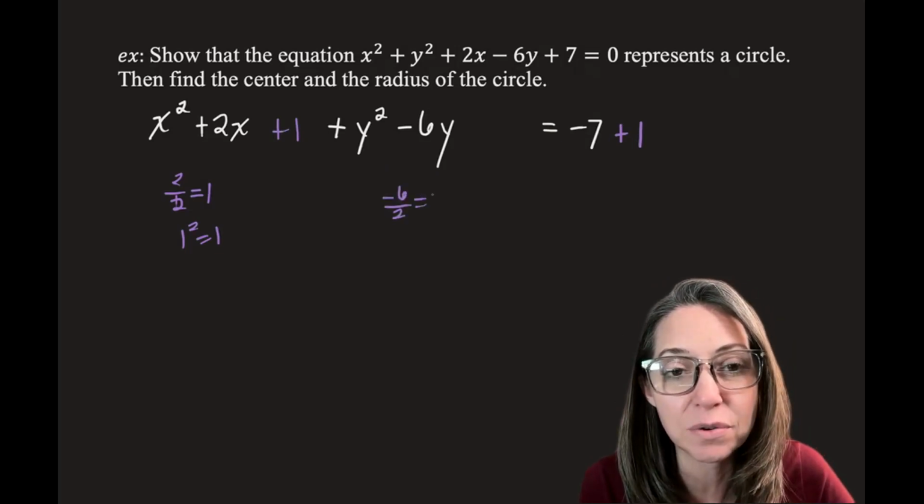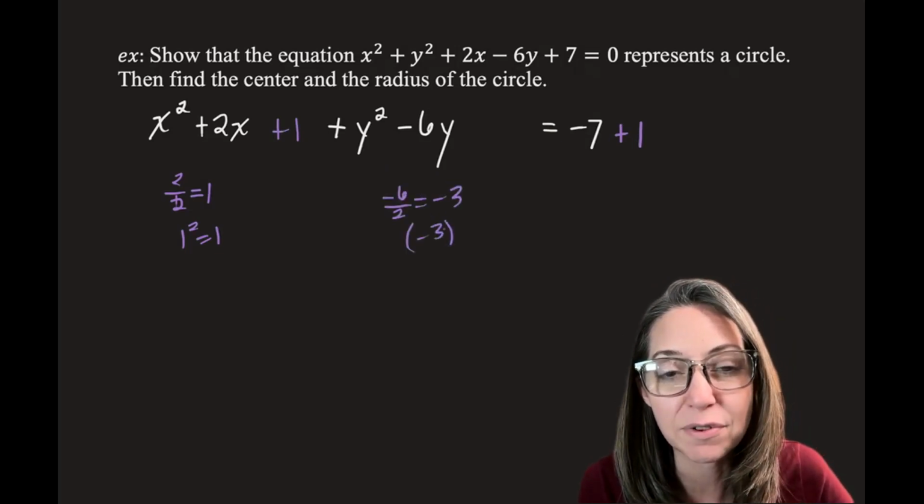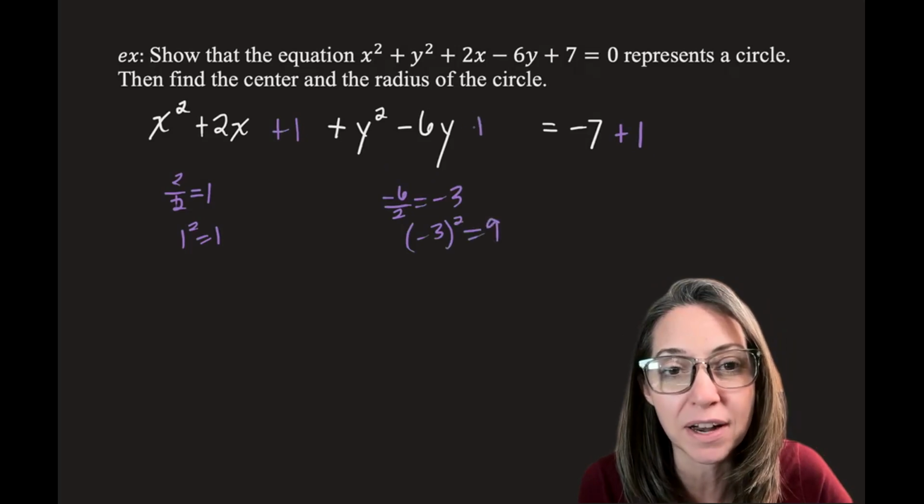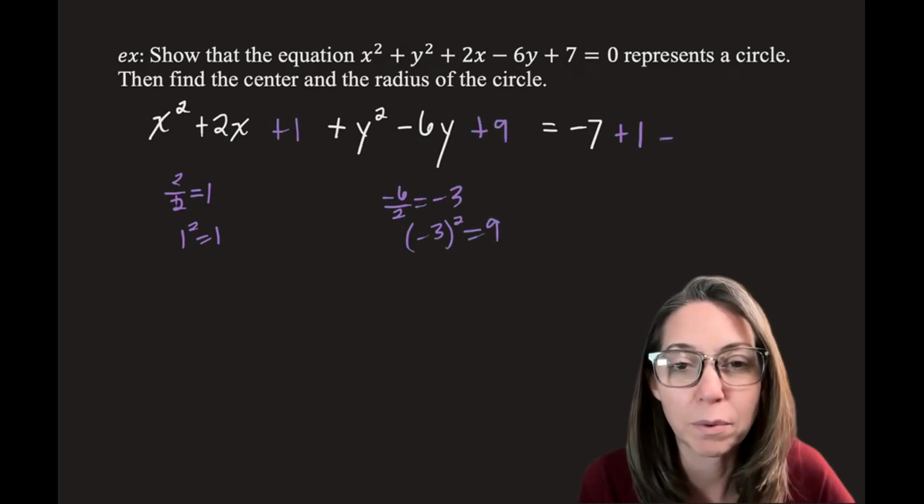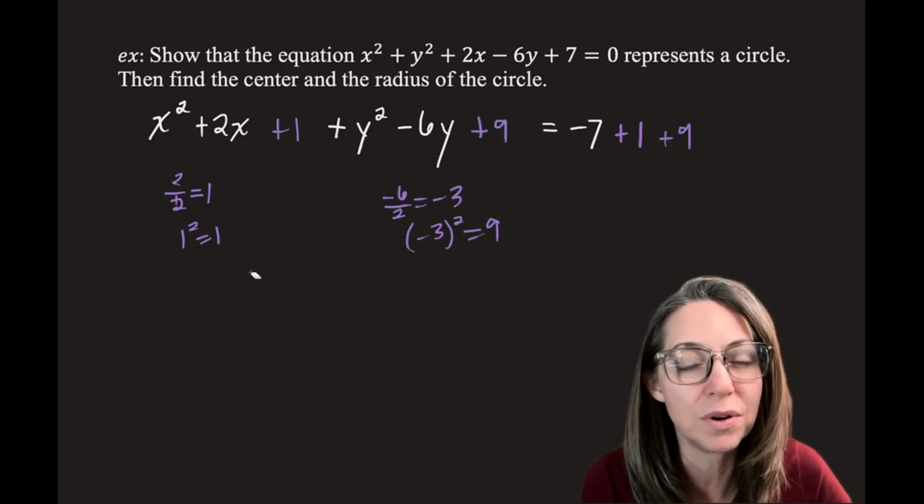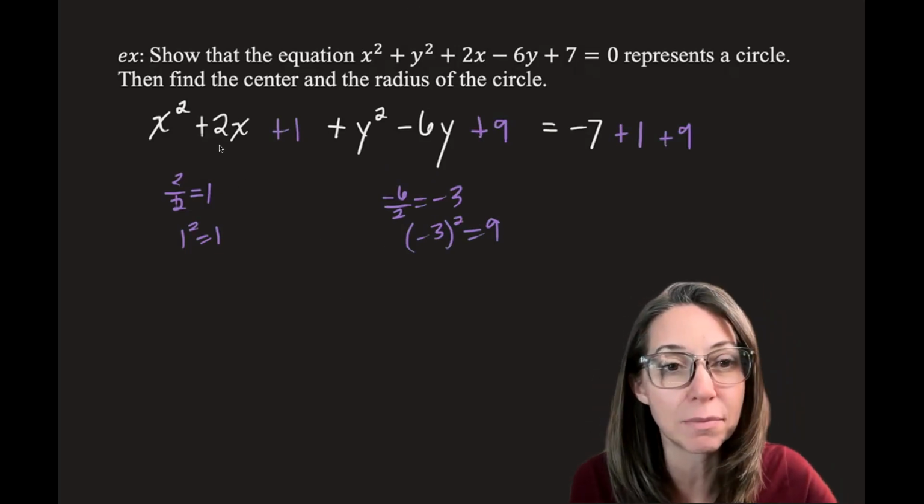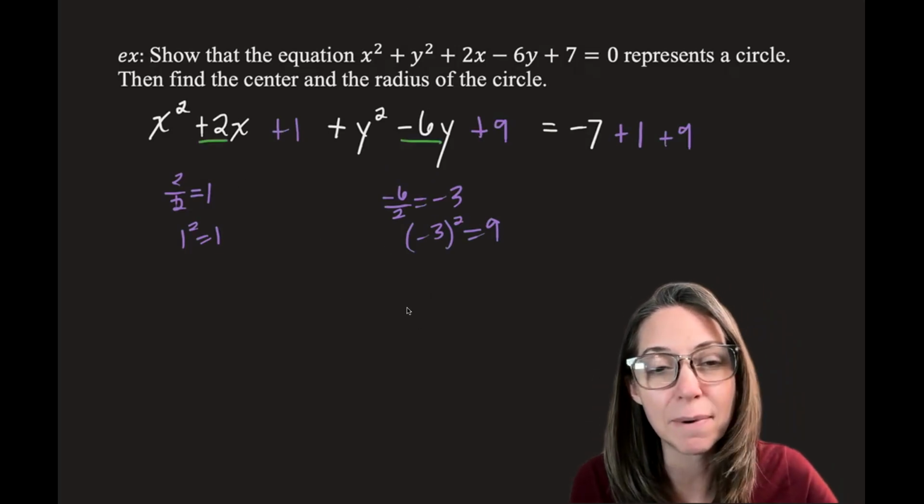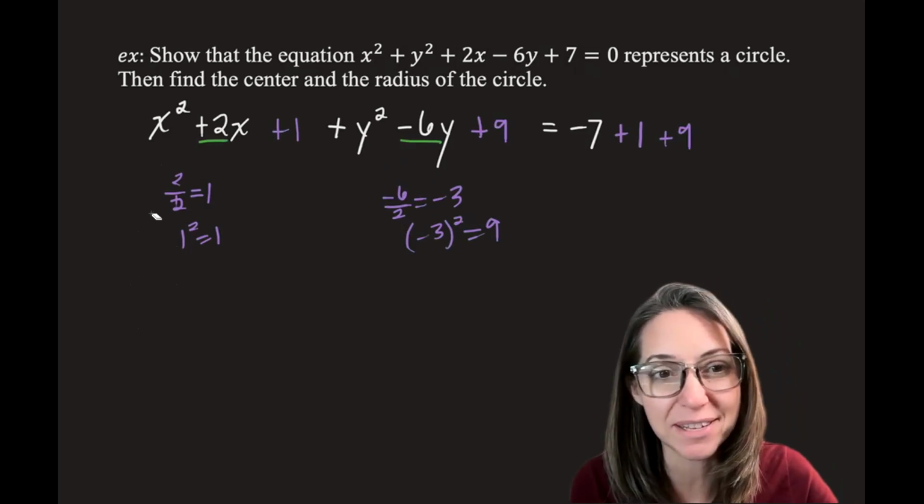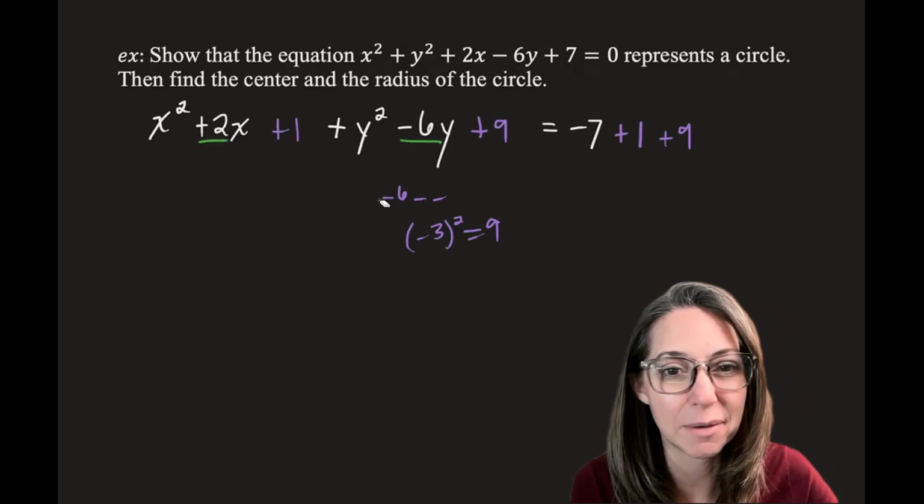Then we do the same thing with the y's. Negative 6 over 2 is negative 3. Negative 3 squared is 9. So we're going to add 9. But whatever we do to one side, we must also do to the other side. So the way you get that number is you take the number in front of the x, divide that by 2, and then square it. I'm going to erase that scratch work to make some room for my next step here, though.